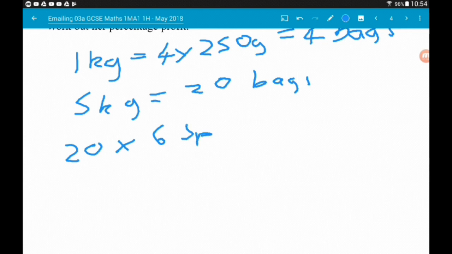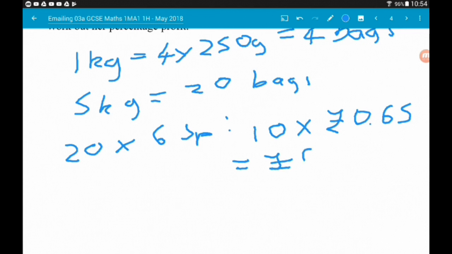So to do this, I'm going to first of all do 10 times, I'm going to write it in terms of pounds, 0.65. Now that's going to give me £6.50. So up to there I've multiplied 65p by 10.